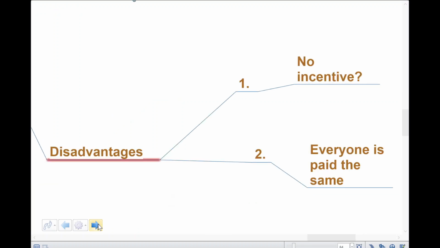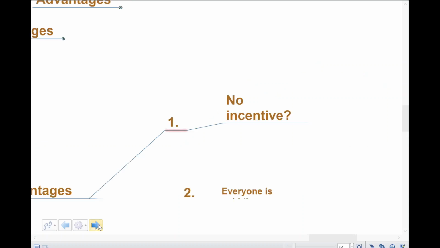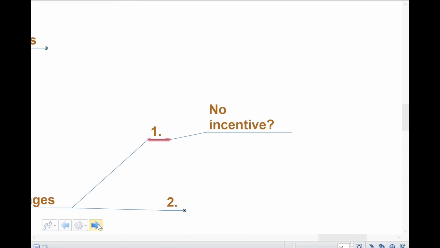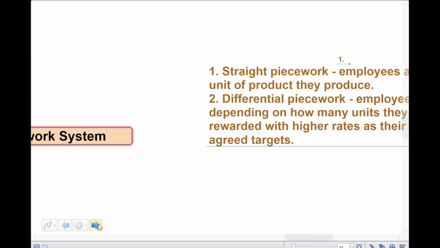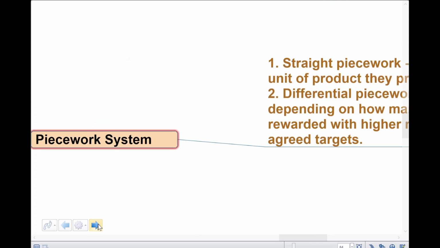What about disadvantages? Well, with standard rates, whether they're salary or wages or let's say even an overtime rate, there's really no incentive because everyone gets the same. There's no incentive to differentiate yourself from the next person. Outside of that, in effect, everyone is basically paid the same. So some advantages and indeed some disadvantages.